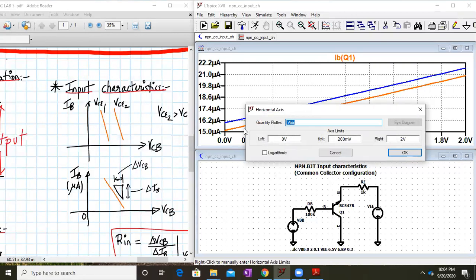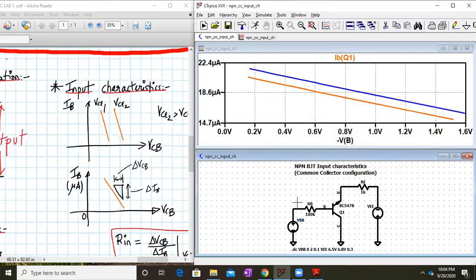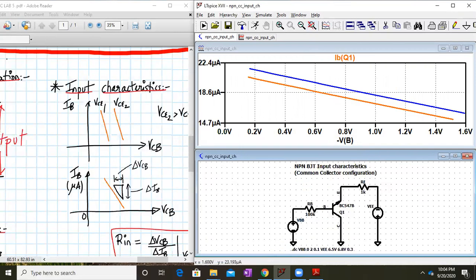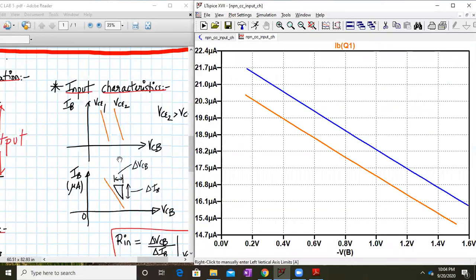You can remove this and type capital V of. Here the collector terminal is grounded, remember. So VCB will be VC minus VB, where VC is 0. So VCB will be minus of VB. So here you have to write minus of VB, capital B. Here we are able to do this because we have labeled those terminals as capital B, capital C, and capital E. Okay, so these are the characteristics which I'm getting, which are consistent with this curve.